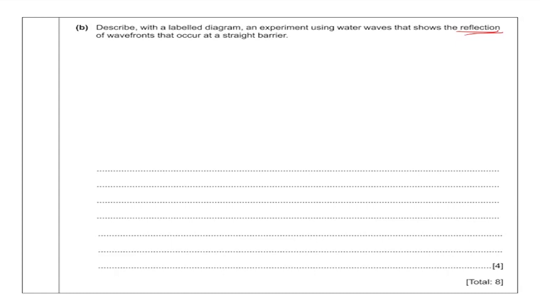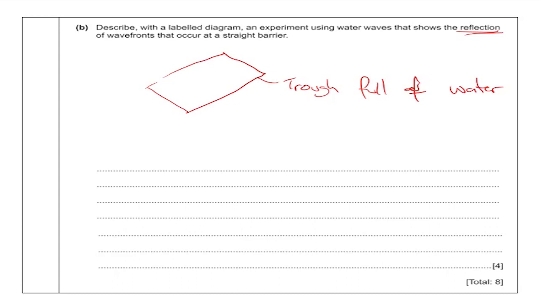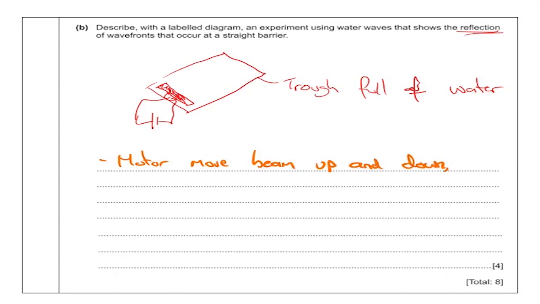So the classic experiment is something like this. The basic idea is we have a trough or a container full of water. And what we have inside it is some kind of beam attached to a motor. So we'd have a battery running that. And you could just annotate this: a motor moves the beam up and down, generating waves. And we need to make sure we label our diagram, so we'll call this a dipper or beam.